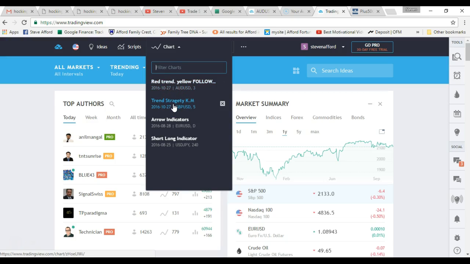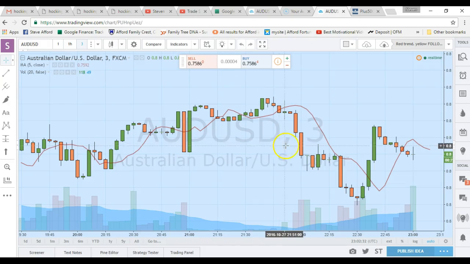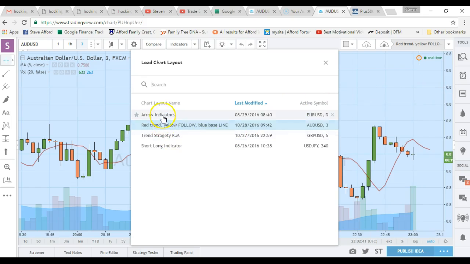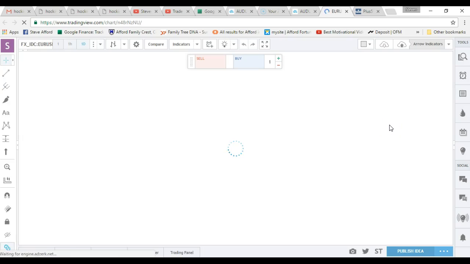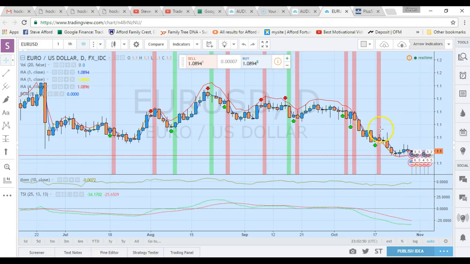I generally use trend strategy, but let's look at that trend following. Not quite. Let's look at the next one, arrow indicator. You've got to bear in mind, I've preloaded these, and I'm going to show you a little idea of how to set some of these up for yourselves.